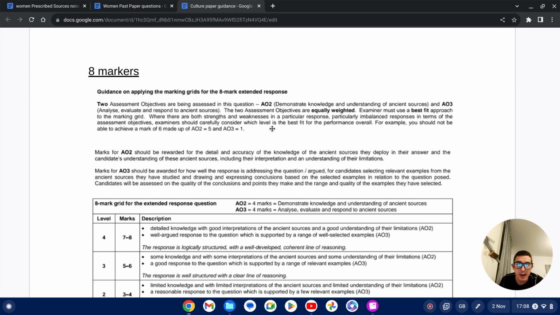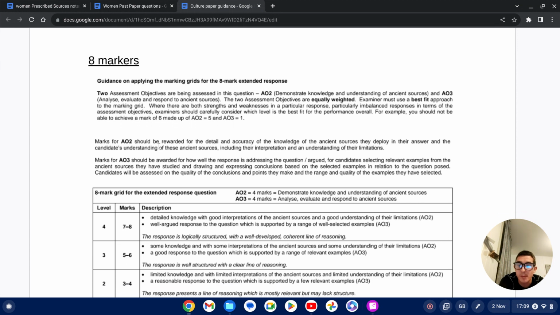In terms of the marking, therefore, what you need to be looking for, there are 2 assessment objectives being assessed. Demonstrate knowledge and understanding of ancient sources, which will involve your limitations, and AO3, analyse, evaluate and respond to ancient sources. These 2 assessment objectives are equally weighted, 4 marks for AO2 and 4 marks for AO3. Examiners must use a best fit approach to the marking grid, which is here, where both the strengths and weaknesses in a particular response, particularly imbalanced responses, are considered.